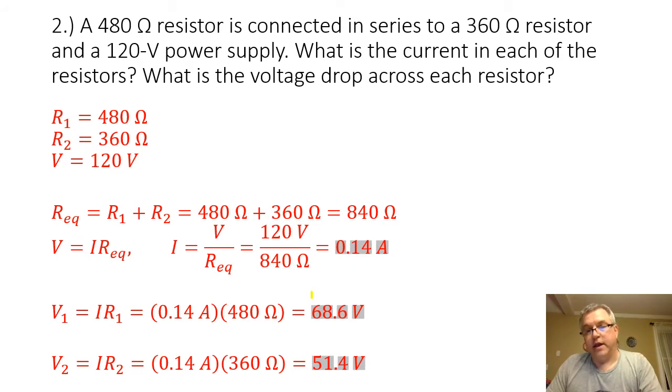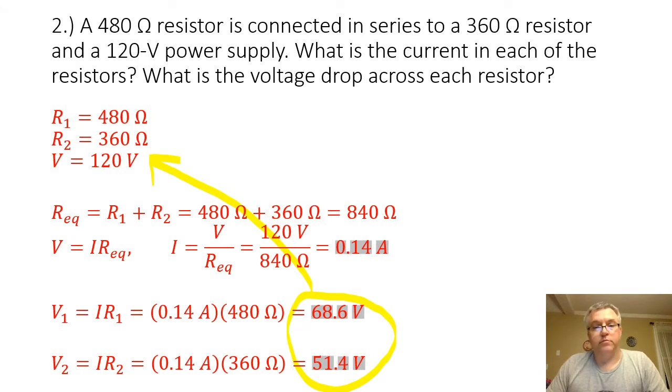Just one quick note, remember that my voltage is shared across each of the resistors. So if I take the voltage across each of my resistors and add them together, I should get something very, very close to the voltage of the power supply. So 68.6 plus 51.4 should equal 120. And remember, sometimes it might be off by 0.1 volts or by a small fraction because of rounding errors, things like that, but it should come to something very, very close to the voltage of the power supply.